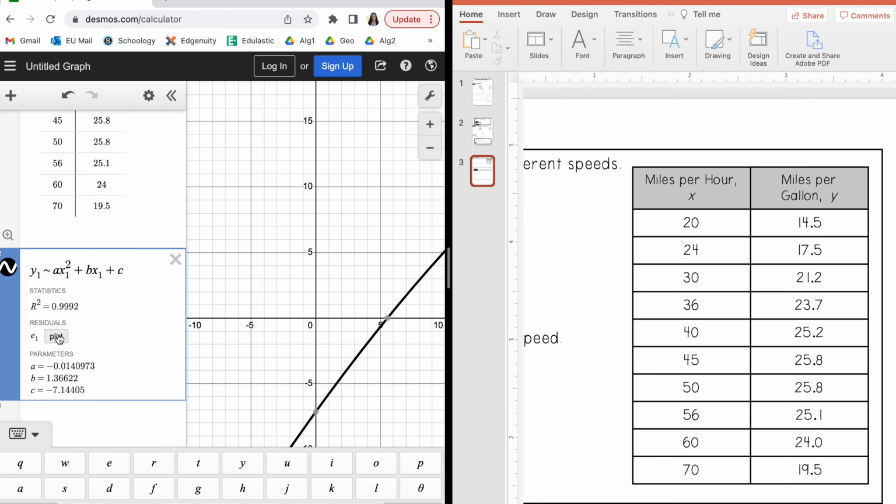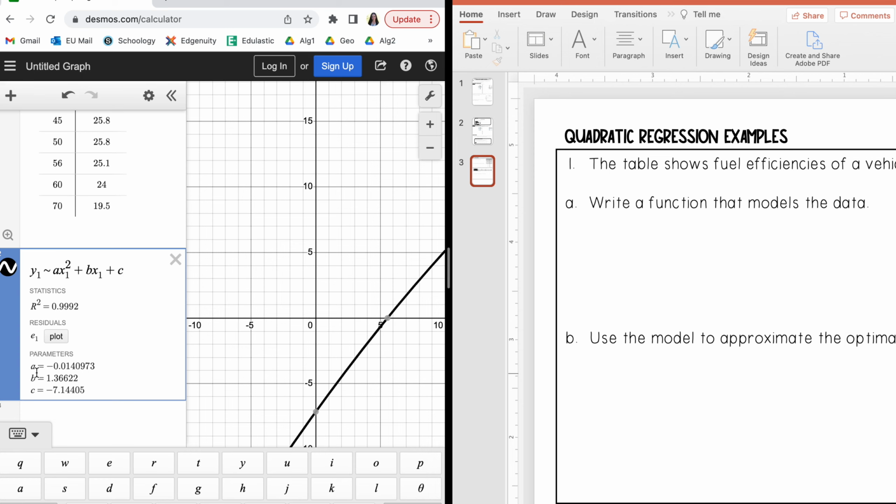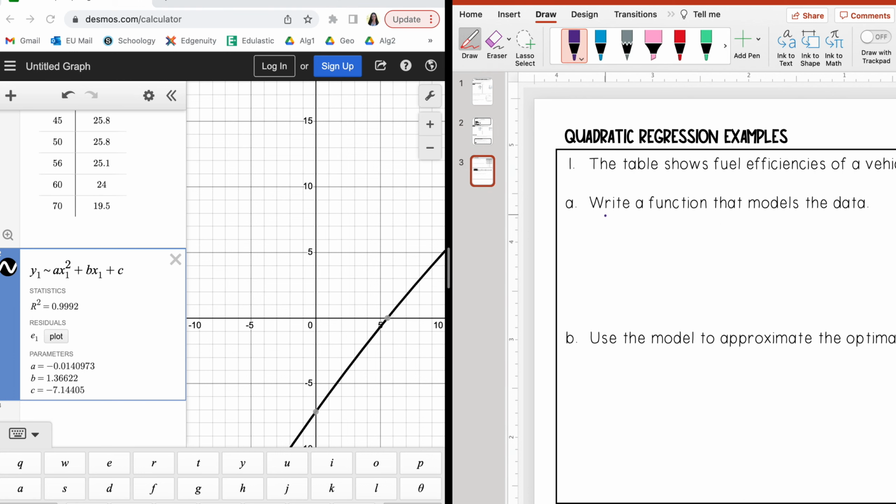And so this pops up for my equation. What I'm going to use is this a, b, and c, and I'm going to plug these values of a, b, and c into the equation y equals ax squared plus bx plus c. Let me go ahead and write that. So y equals ax squared plus bx plus c. And I want to substitute in my a, b, and c.